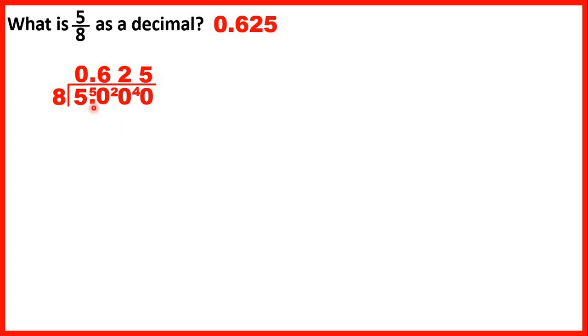So notice, to work this out, we put a decimal point and then zeros on the end of the 5, but that doesn't change the question. 5.000 is still the same as 5, because all these zeros tell us is that in the number 5 we don't have any tenths, hundredths or thousandths.